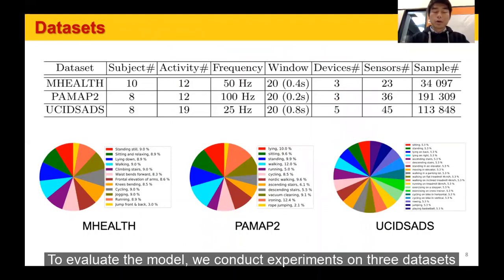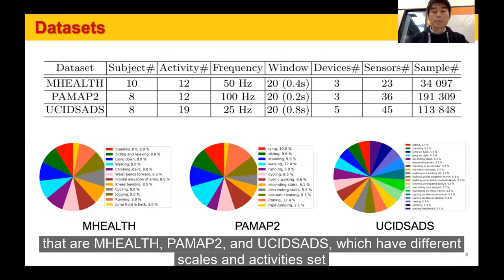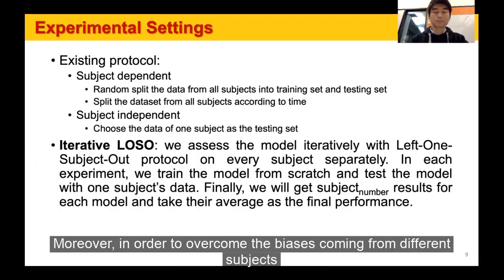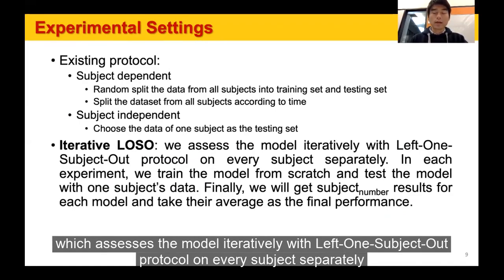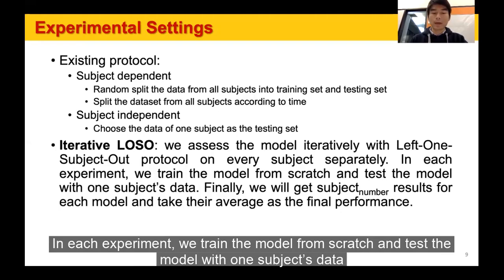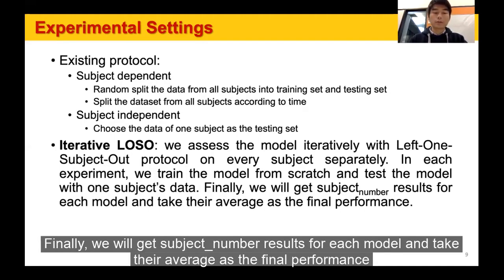To evaluate the model, we conduct experiments on 3 datasets that are mHealth, PAMAP2, and UCI DSADS, which have different scales and activity sets. Moreover, in order to overcome the bias coming from different subjects, we update the leave 1 subject out evaluation protocol to iterative leave 1 subject out, which assesses the model iteratively with the leave 1 subject out protocol on every subject separately. In each experiment, we train the model from scratch and test the model with 1 subject data. Finally, we will get subject number results for each model and take their average as the final performance.